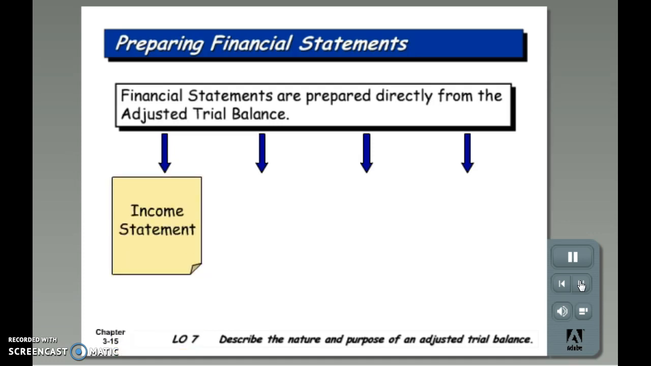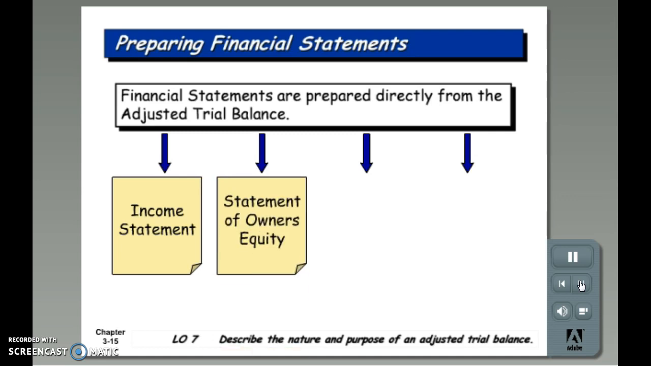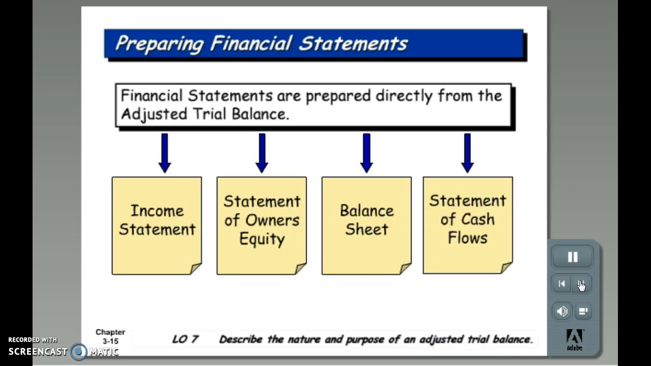The income statement is prepared first and reflects revenues minus expenses to arrive at a net income or net loss. This net income or net loss will be shown on the next statement, the statement of owner's equity. The ending owner's equity balance will be calculated and will be used in preparing the next financial statement, the balance sheet. The balance sheet contains the accounting equation assets equals liabilities plus owner's equity. Next, the statement of cash flows will show the detail of the activity that affects the asset account cash.